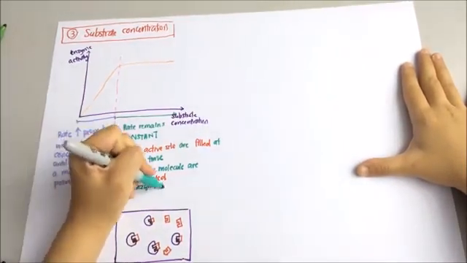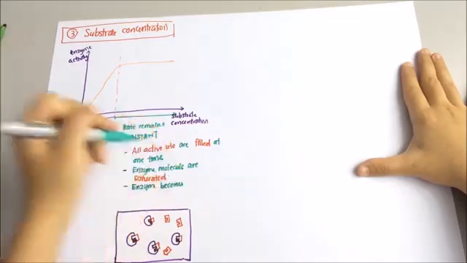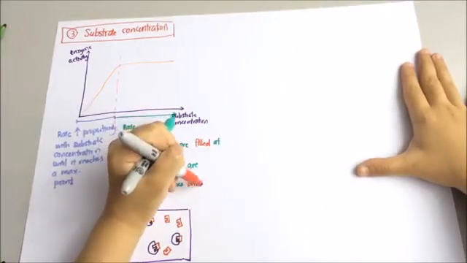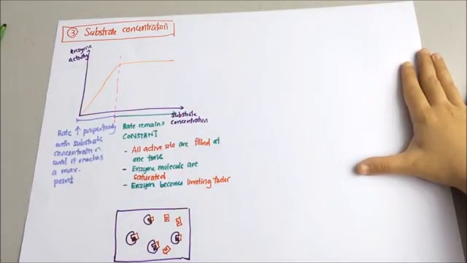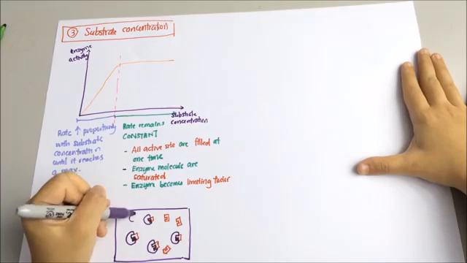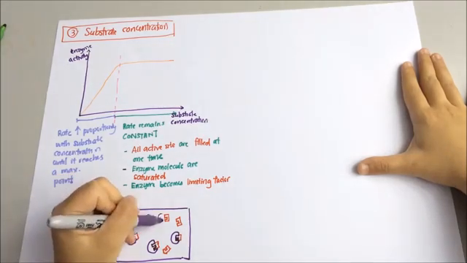And now, the enzyme has become the limiting factor, which means that at this stage, the only way to increase the rate of reaction is by increasing the concentration of enzyme.